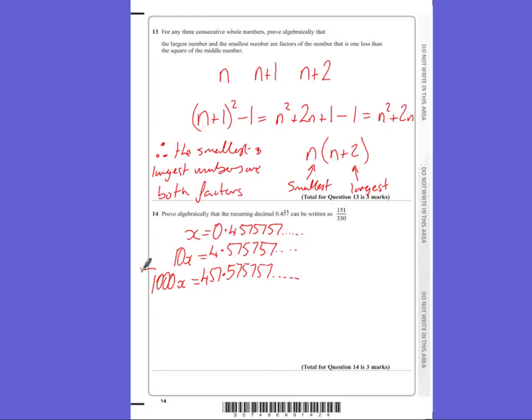So when I take these two away from each other, I get 990 x's, and 457 take away 4 is 453, and the decimal places will all cancel out. That was the whole point. So x would be 453 divided by 990, and those can both be divided by 3 to give 151 over 330. You can use your calculator to do that anyway.